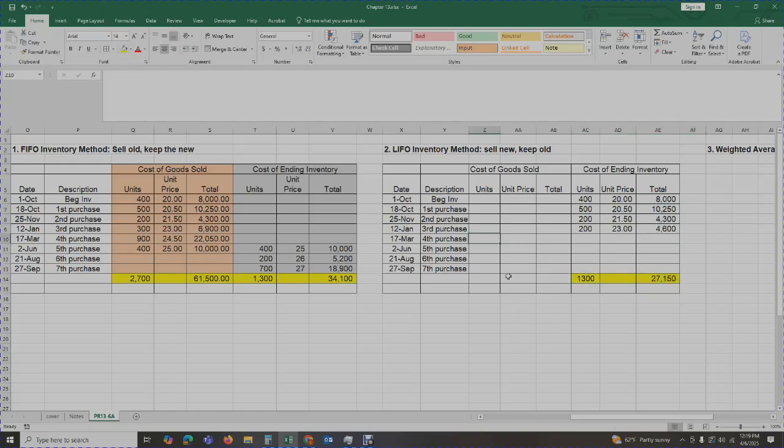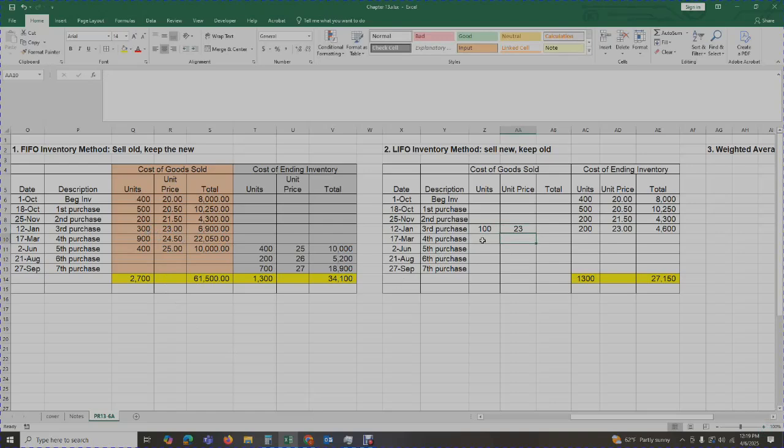Now, from that point forward, everything else I'm selling. Let's go back and focus on that third purchase. On that third purchase, I had 300 units. From the 300 units, I am keeping 200 for my ending inventory, which means that I am going to sell 100 units. It'll be 100 units at $23. From that point forward, everything else is going to be sold.